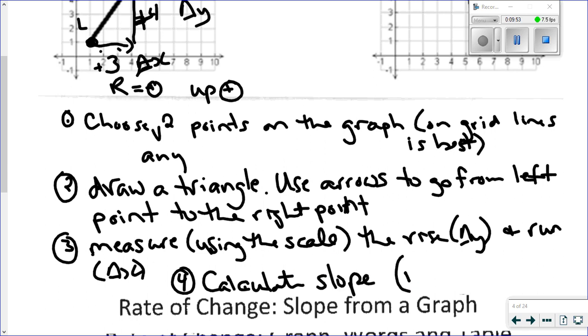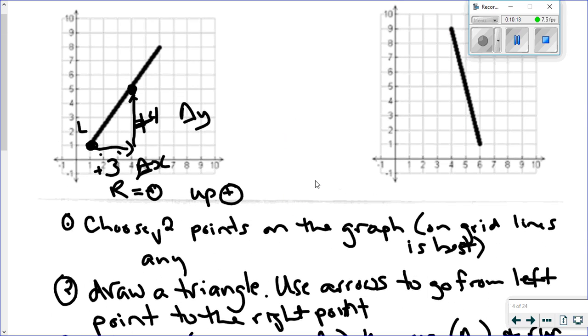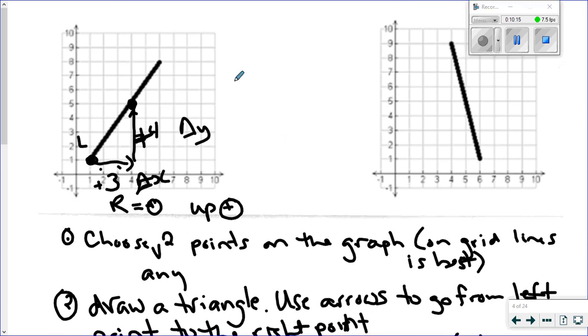And for those who don't remember, that m equals rise over run, or delta y over delta x. Yay for deltas. So let's calculate m over here. My rise is 4, my run is 3, and in this case, that's all I have to do.